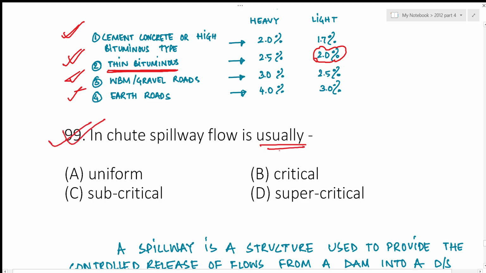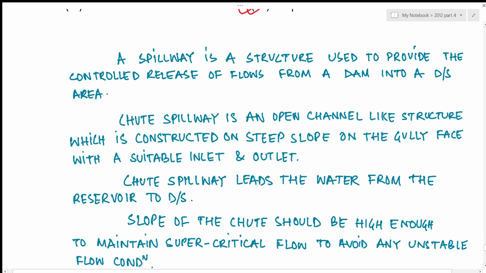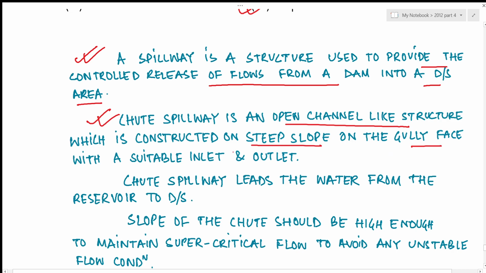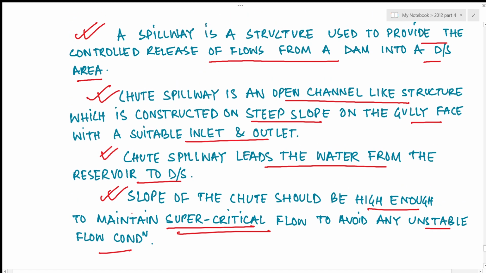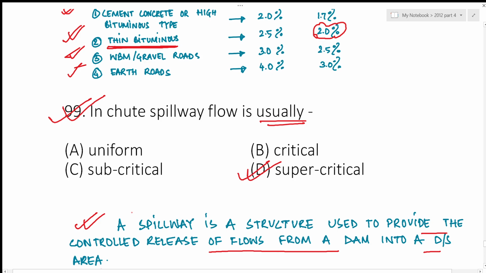Flow is usually, now in chute spillway the flow is usually supercritical. Now let's look into what is a spillway. A spillway is a structure used to provide the controlled release of flows from a dam into a downstream area. A chute spillway is an open channel-like structure which is constructed on a steep slope on the gully face with a suitable inlet and outlet. Also, chute spillway leads the water from the reservoir to downstream, and the slope of the chute should be high enough to maintain supercritical flow to avoid any unstable flow condition. The answer should be: in chute spillway, flow is usually supercritical.